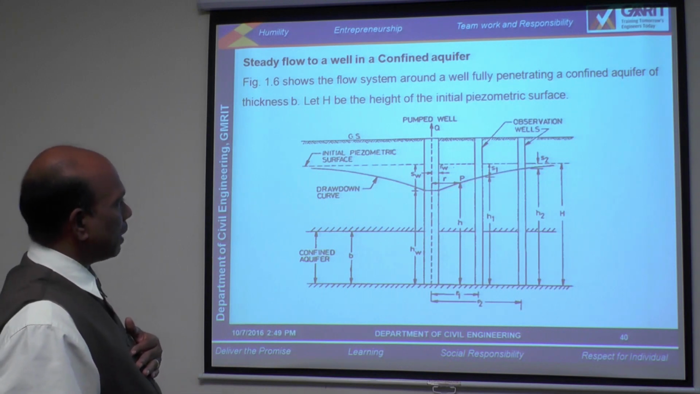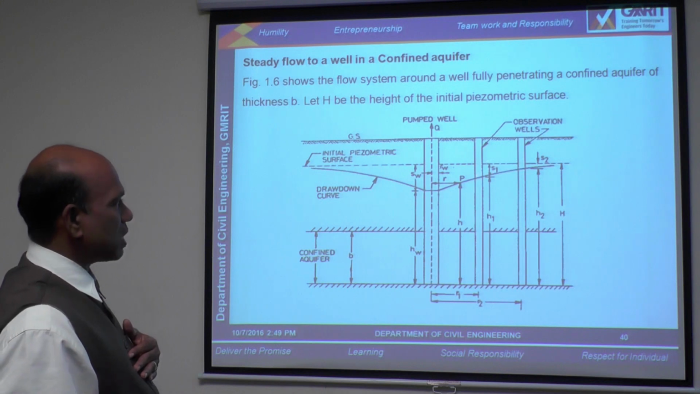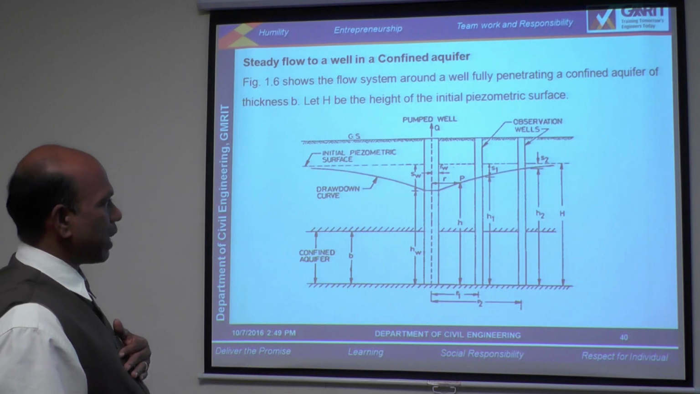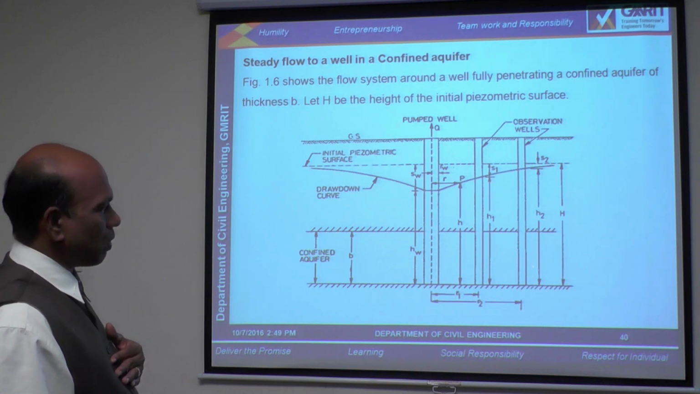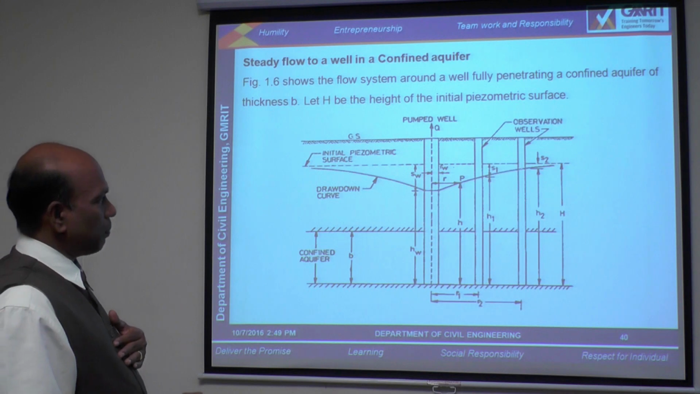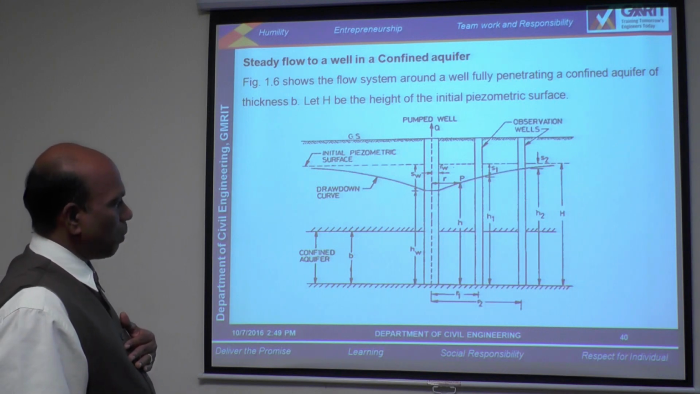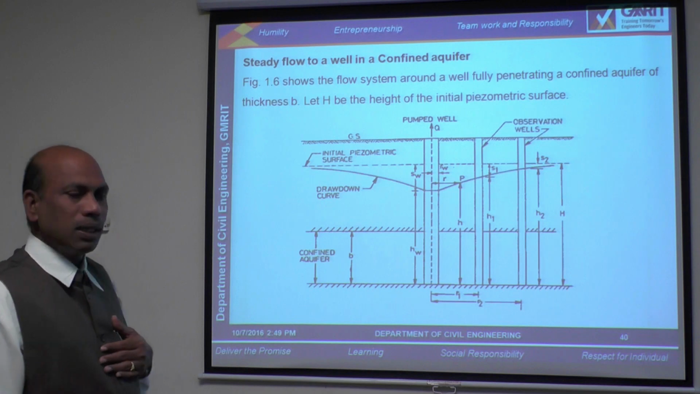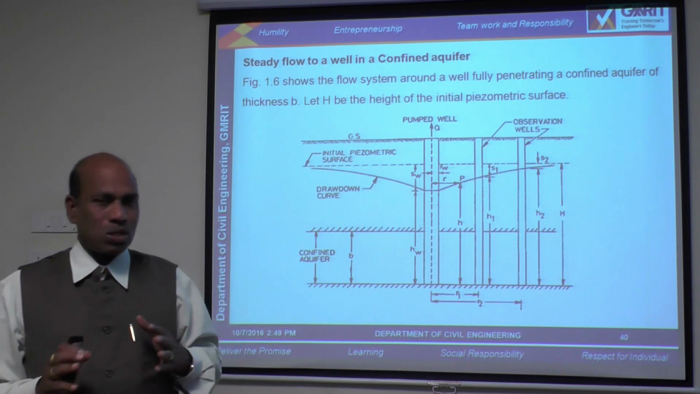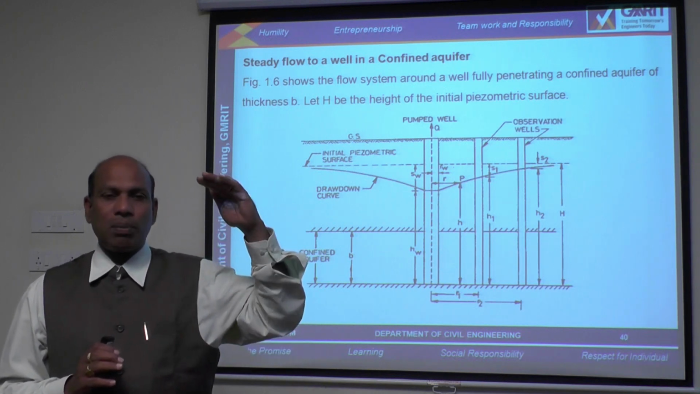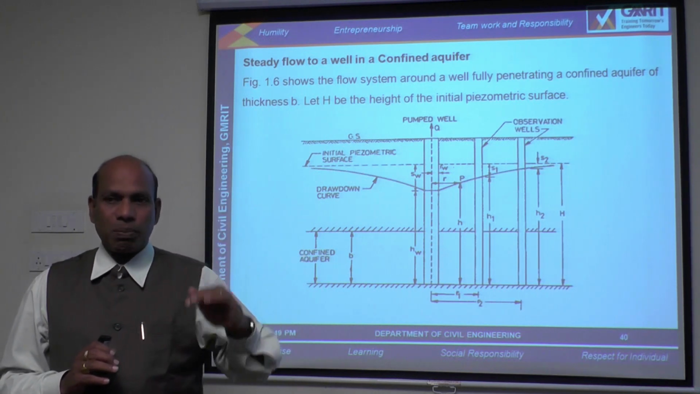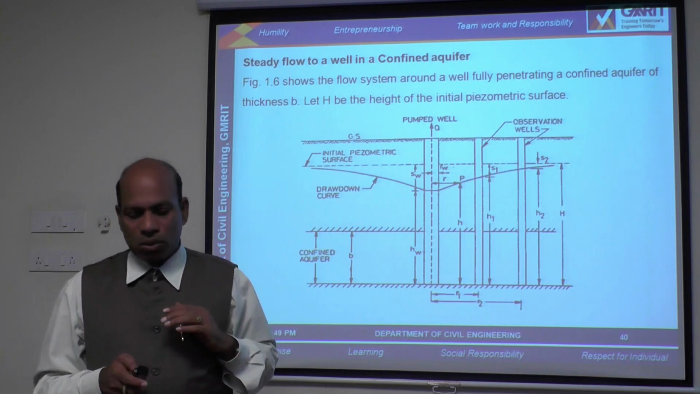So due to this pumping, the drawdown in observation well number 1 is equal to S1, as earlier, and in observation well number 2 the drawdown is S2. The water level in well number 1 is H1 and in well number 2 is H2. The piezometric surface to the bottom surface is equal to H. Earlier the thickness was H, from the water table to the bottom surface. Here the thickness is B, in between the two impervious layers.